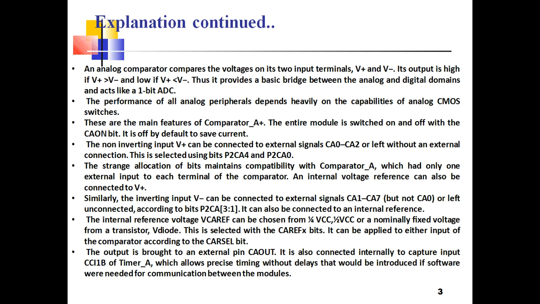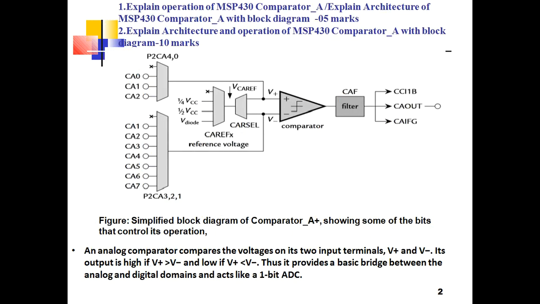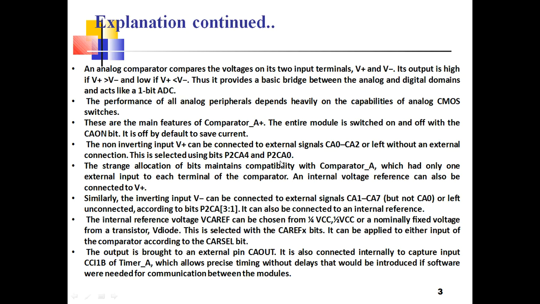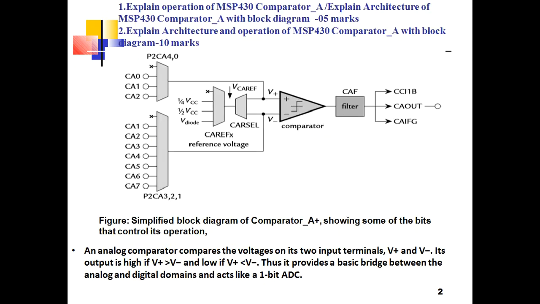You can see that the entire module is switched on or off with the comparator on bit. Depending on the bit, you can make it on and off. It is off by default to save current. That means by default it is in the off condition. The non-inverting input V plus, you can see in this diagram, can be connected to the external signals CA0 to CA2.